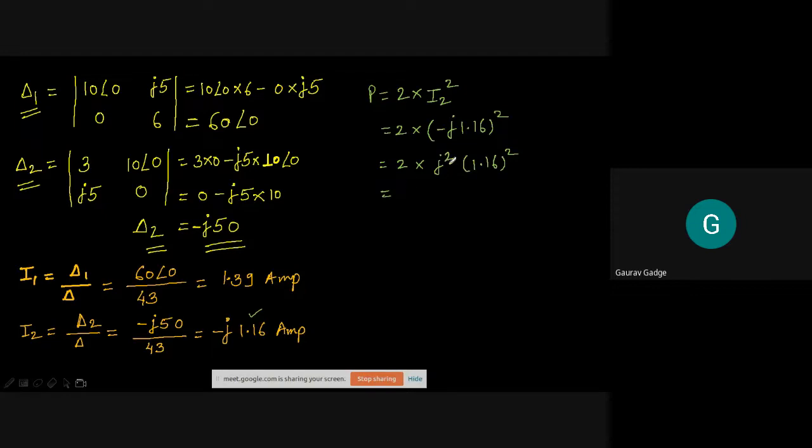Okay, so 2 into J square. अब J square क्या देगा आपको? -1. Since J square is equal to -1. So therefore it is -2 multiplied by 1.16 का bracket square. It is equal to, I am getting its answer is minus 2.69, that is 2.6912, approximately 2.7. So its unit is watt. That's all. This is what our answer is.